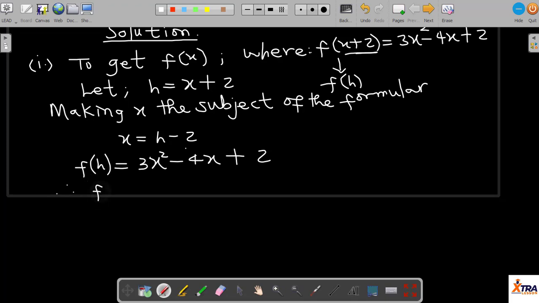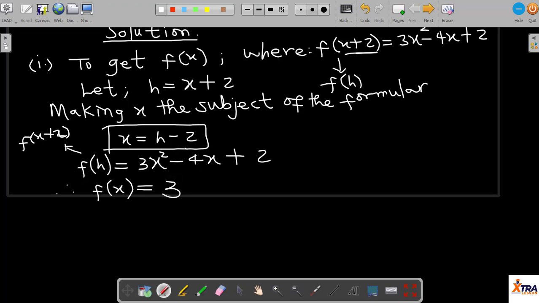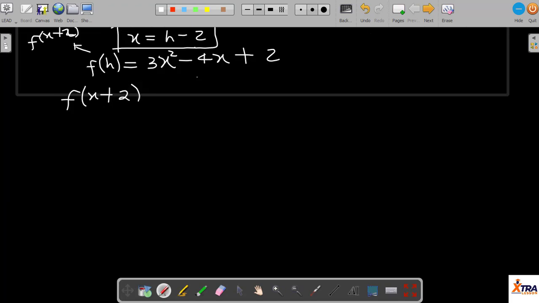Therefore, our f of h is also the same as f of x plus 2. Now for my f of x, I simply substitute the value I've gotten here for x in this equation. So it becomes 3 into bracket. Since x is now h minus 2, we just substitute it there: 3 into bracket h minus 2 squared, minus 4 into bracket h minus 2.